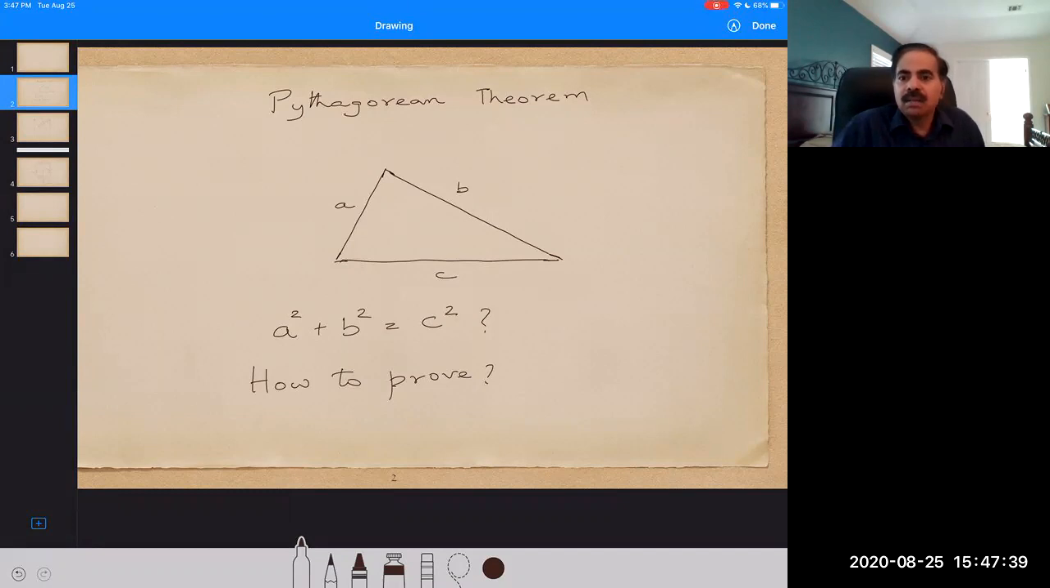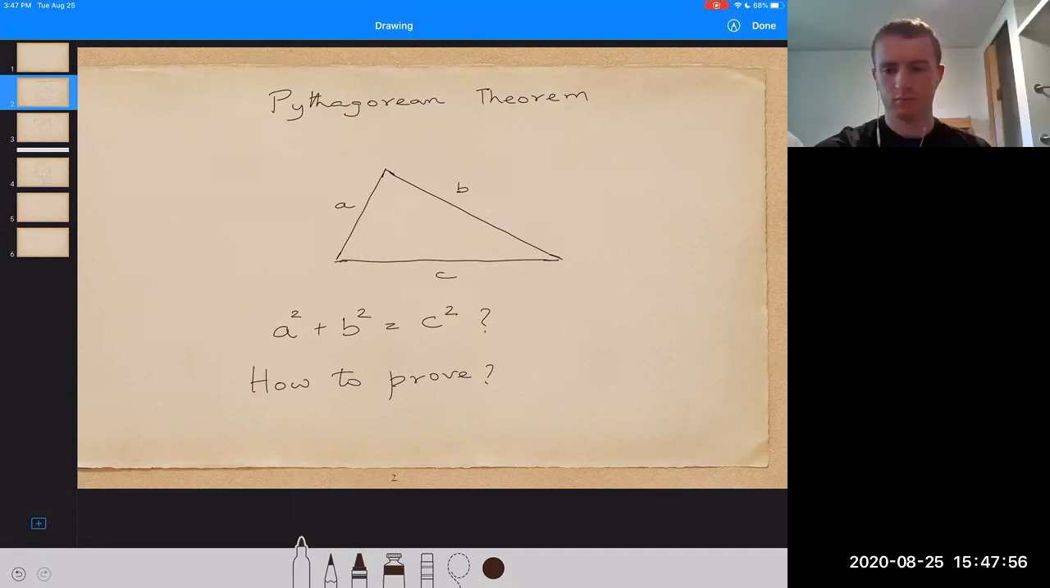Have any one of you seen the proof of this theorem? If so, speak up and tell me how it is proved.